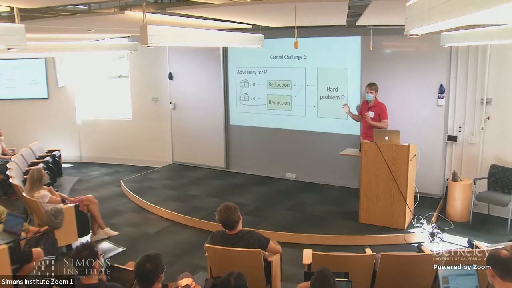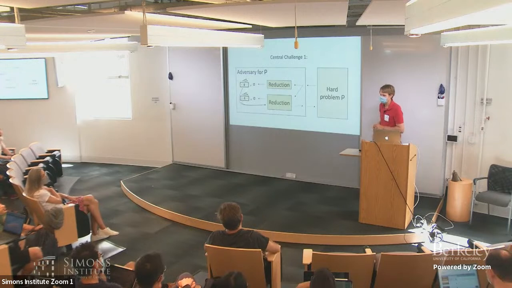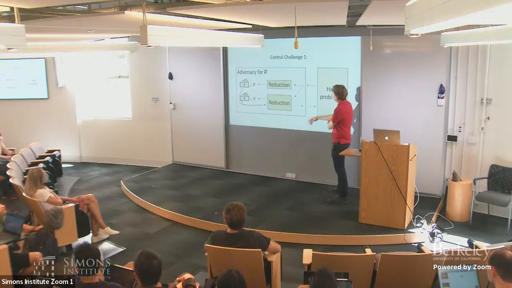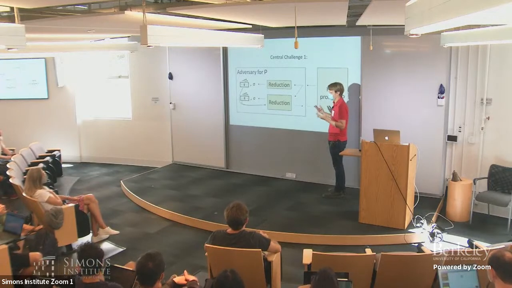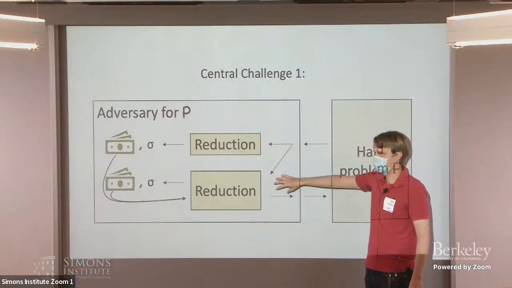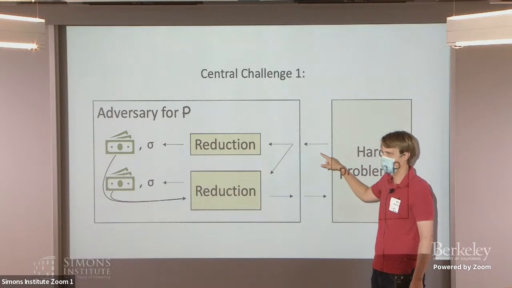At least assuming your reduction has a certain form. Okay, all right, fine. Mark, can you restate what this reduction is doing? Right. So I mean, I don't know what the reduction is doing. It's sort of a general reduction. But my meta reduction is running the original reduction twice on the same challenge from the hard problem.